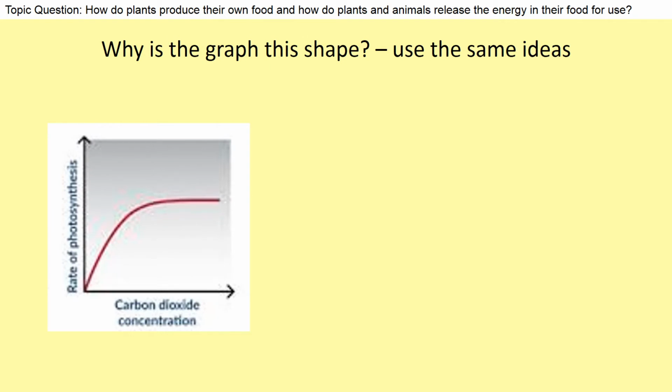Can you now apply those same ideas to the carbon dioxide concentration graph? So it is exactly the same shape. Can we think about the explanation for the carbon dioxide one now that we know the explanation for the light graph?